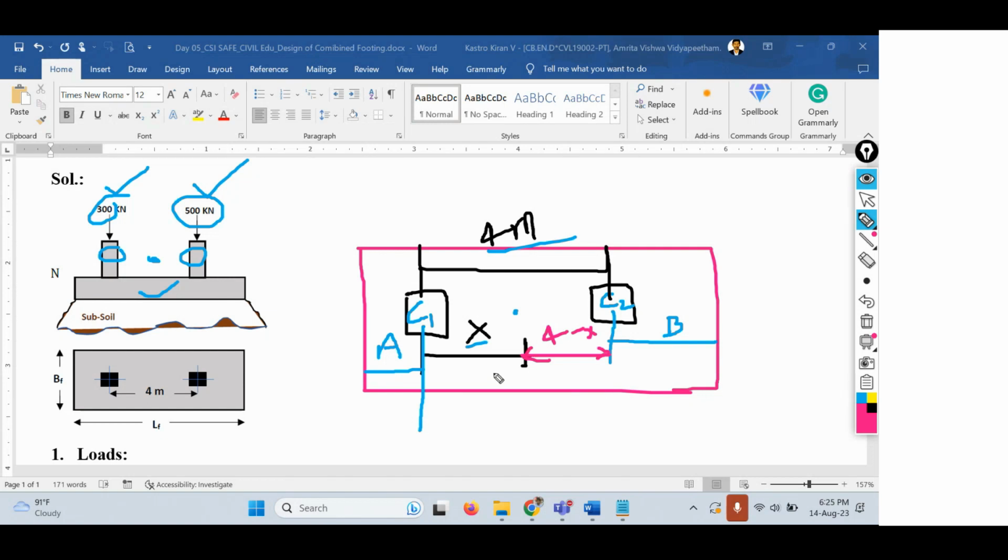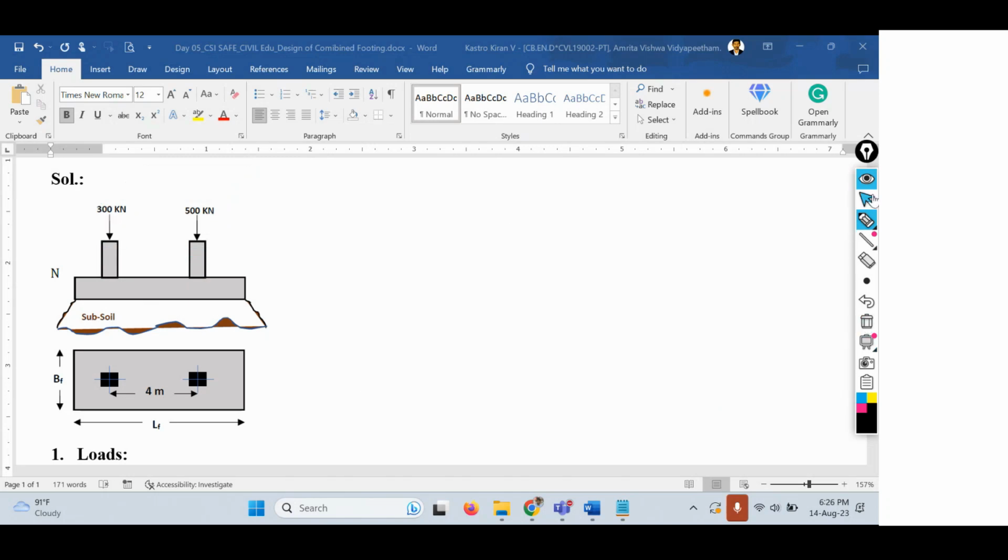So now our intention is to find out the value of x. Once we find out the value of x, then we can get to know the values of A and B as well. So that makes it easy to identify the center of gravity of the section. Right. So now let's identify the value of x, which is the center of gravity of the section.